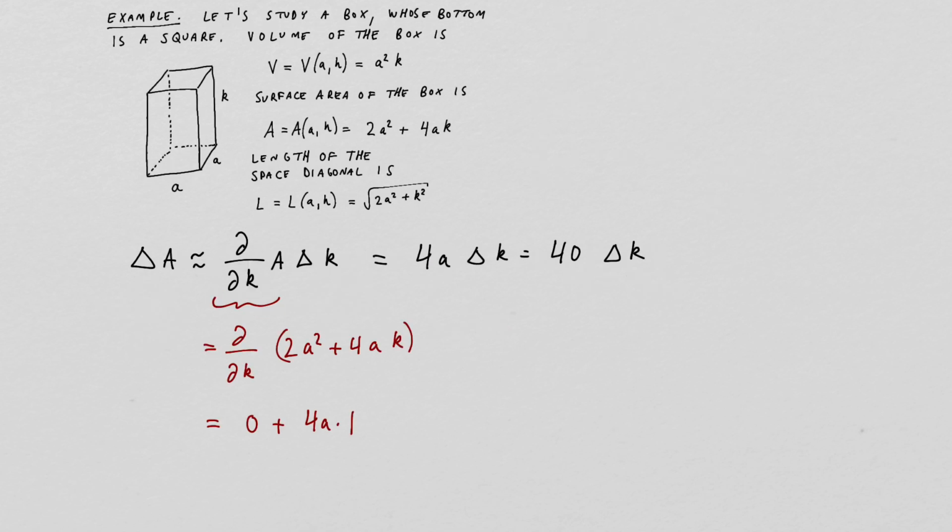If we would like to differentiate this function here with respect to k, we see that the first term is a constant and disappears, and in the second term k will just vanish. So this is 0 and this vanishes and we get 4a. So in this way, by using the partial derivative, we can see that the rate of change for this surface area is this 40.